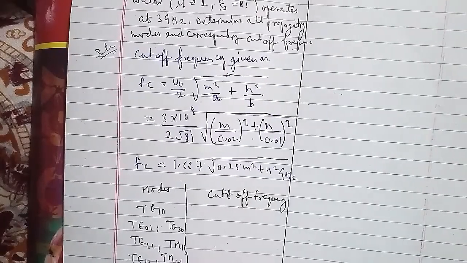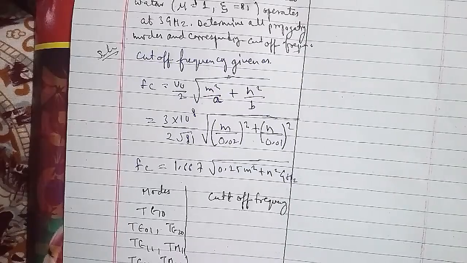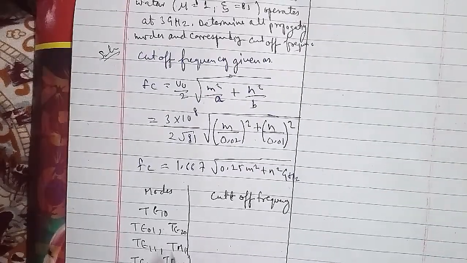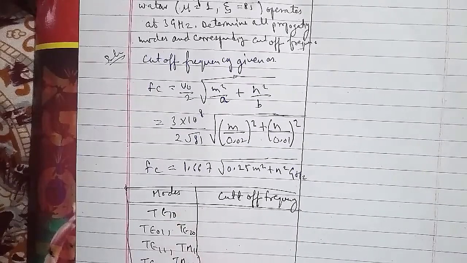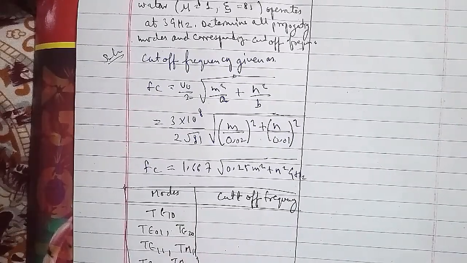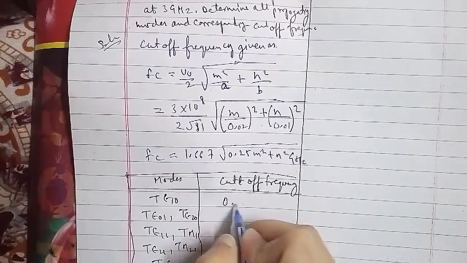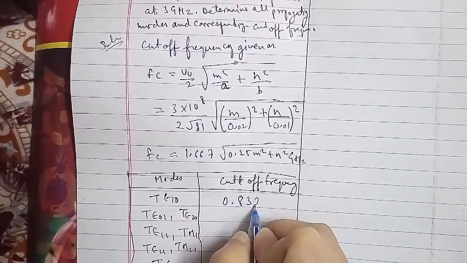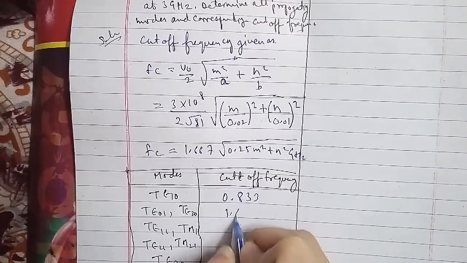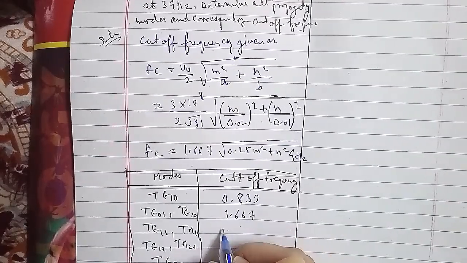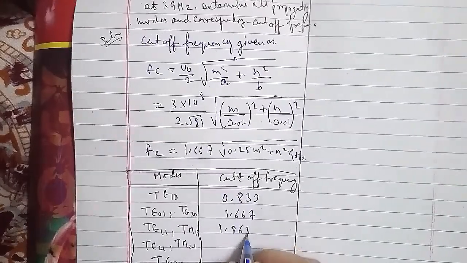The cutoff frequency for the TE10 is 0.833, for the TE01 and TE20 it is 1.667, for the TE11 and TM11 it is 1.863, for the next one 2.357, and then of course for the TE30 it is 2.500. That is what we have. Now we'll discuss more about the switching methods.